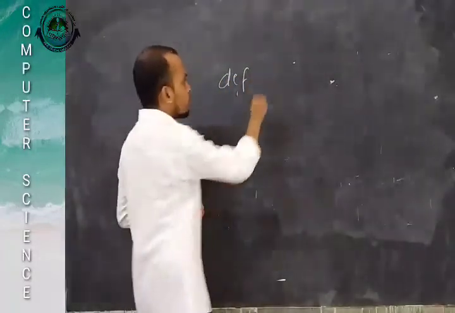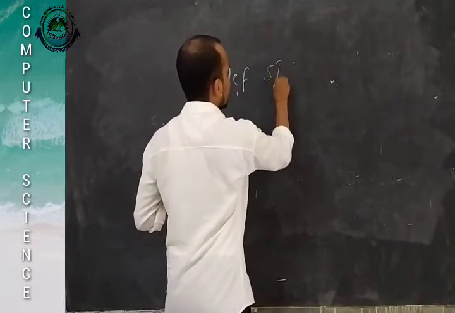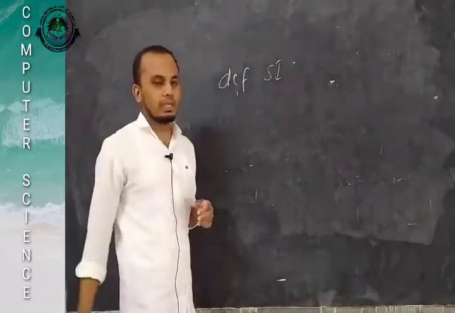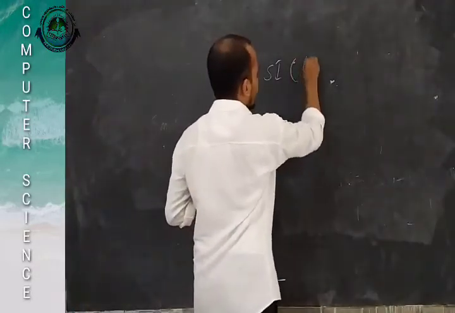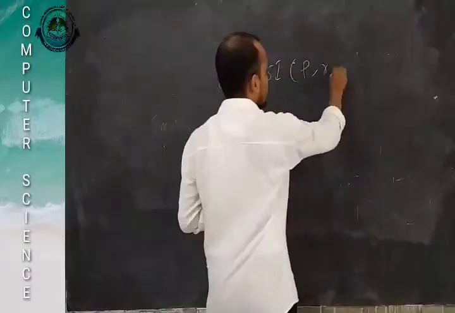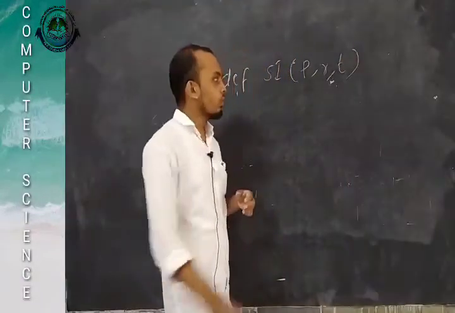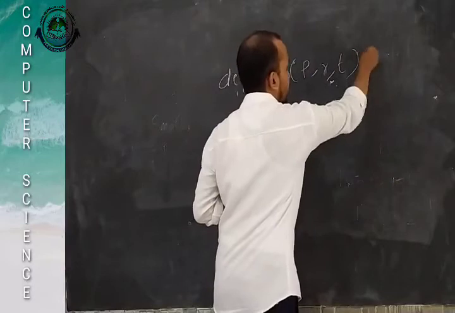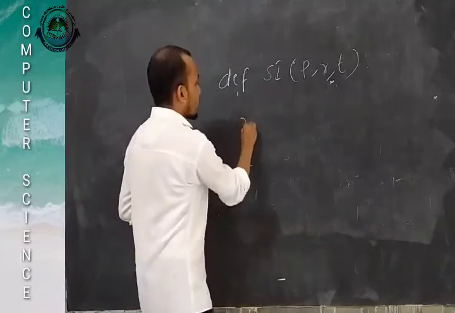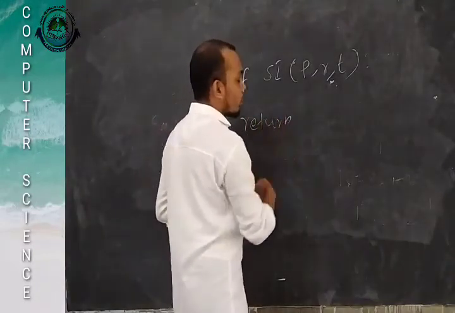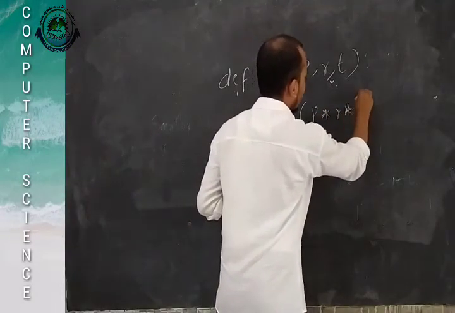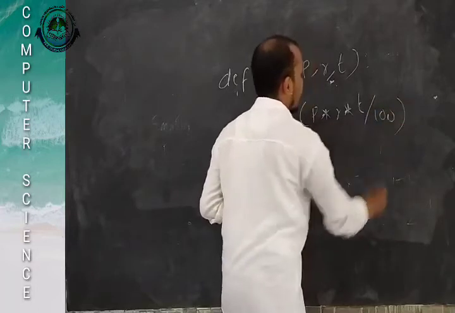Def, the function name is SI, that means short form of simple interest. Okay, def is a keyword for defining a function. Then P, principal amount, R, rate of interest, T, time, that you already studied in mathematics, this equation for simple interest. Then return, for returning its value, P into R into T divided by 100.